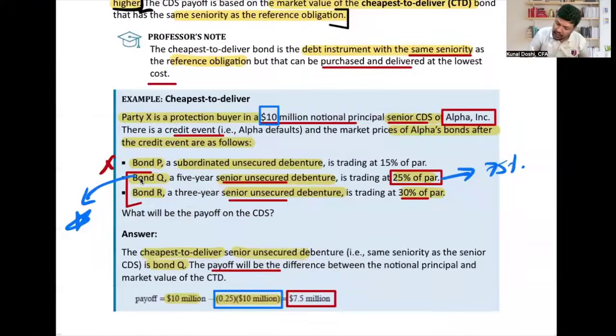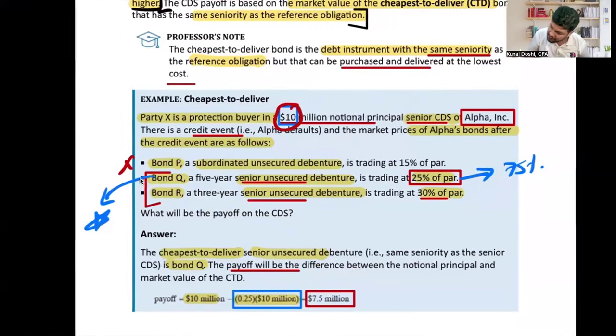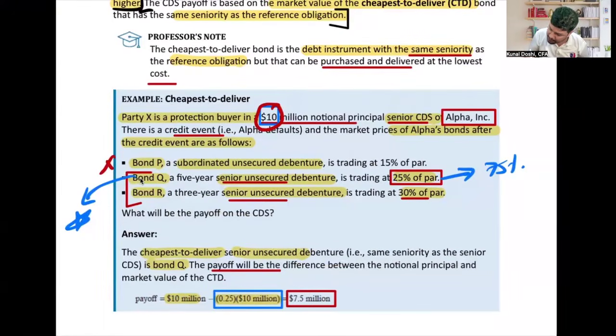Suppose the protection is taken on a 10 million security of a senior bond. You will only look at the senior bond, and between 25% par or 30% par, 25% par is the cheapest to deliver. So 25% of the par, $25 value.